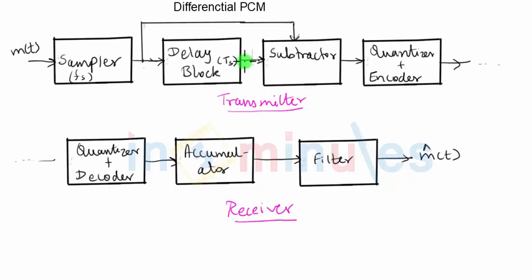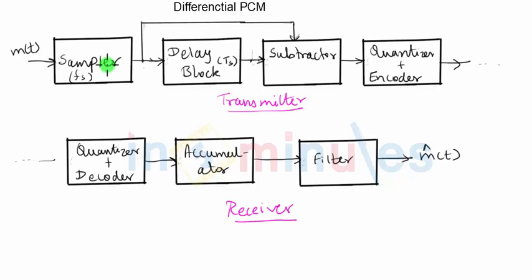As you can see, the next block is the delay block, and after the delay block we have a subtractor, which takes two inputs, the two values which the subtractor is going to subtract. The output will be the difference between the two values. Now let us try to understand which two values the subtractor is going to subtract.